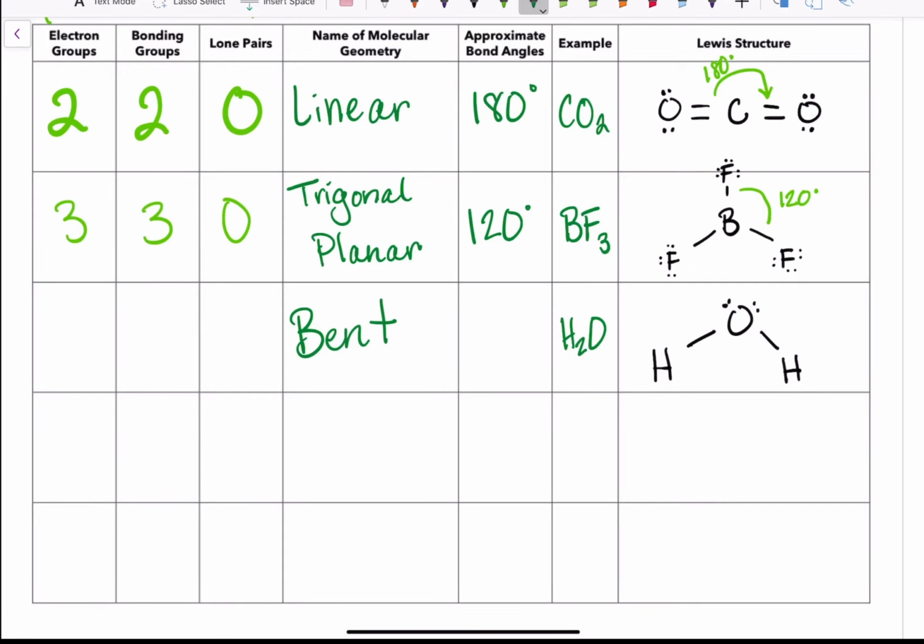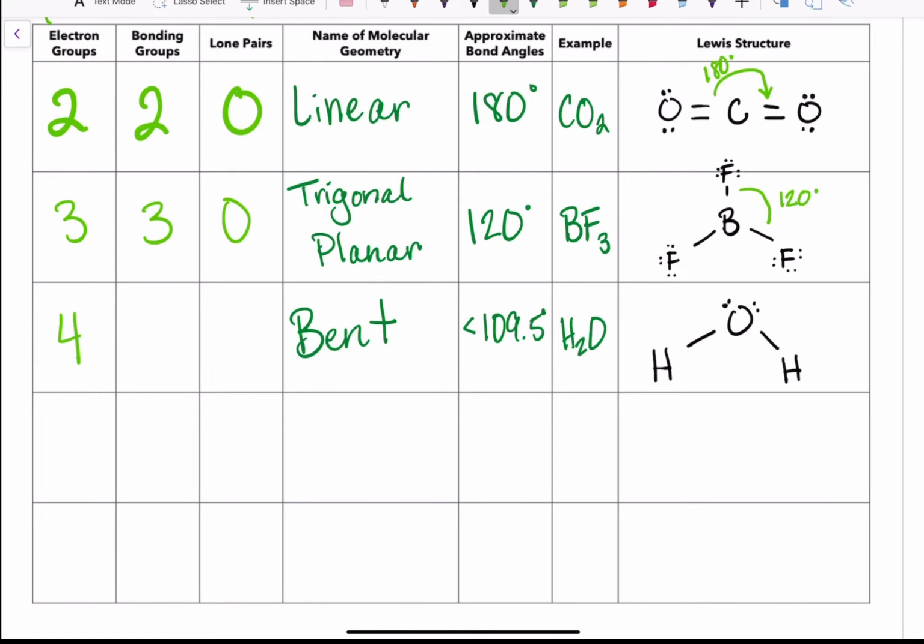And the bond angle of water, we are looking at 109, well, slightly less than 109.5 degrees. Now let's fill in those electron and bonding groups. So from here, electron groups, we have 1, 2, 3, 4 different electron groups.